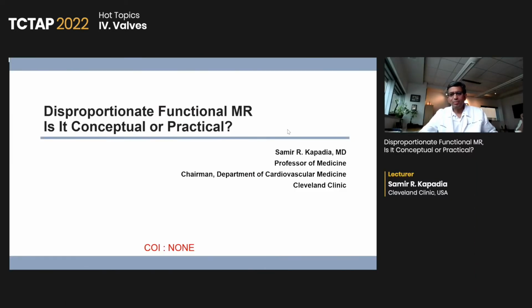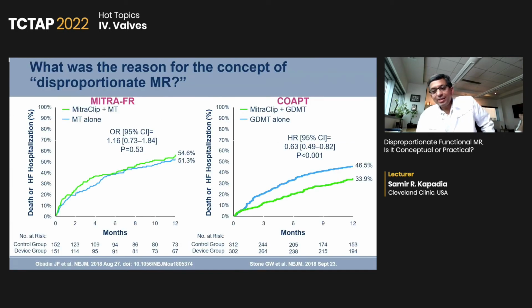Thank you very much for the invitation and a great topic, disproportionate functional mitral regurgitation. First and foremost, I have no conflict of interest. Why did this topic come into perspective? The reason for the editorial, the reason for this whole idea of disproportionate or proportionate MR, came from the fact that COAPT and MITRA-FR had two different results. MITRA-FR was negative, COAPT was positive, and maybe we need to find a reason why there is a difference between the two.